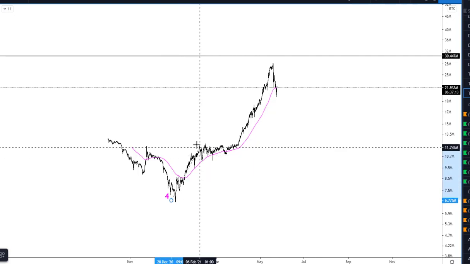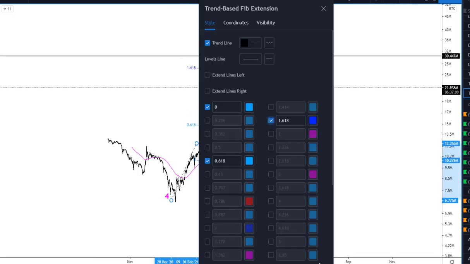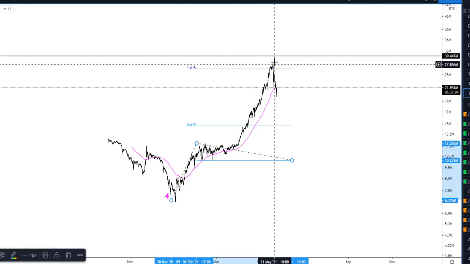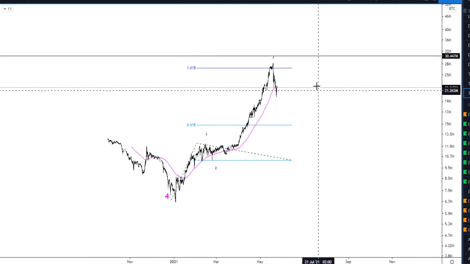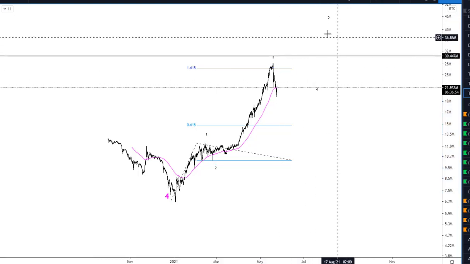Again, you also have this 1618, which should give you a higher confidence in the fact that this was the end of your wave 3 here, now wave 4, and you're gonna have your 5 here to take out the all-time high.